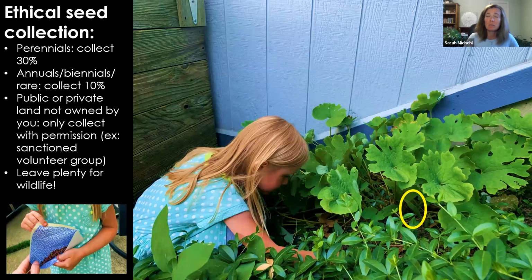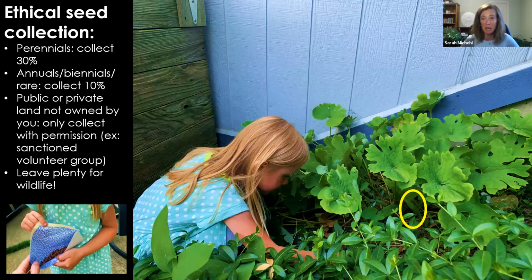If you want to do it in an ethical way, that means you want to leave some seeds for wildlife to be able to eat. You want to leave some seeds to just drop naturally or maybe blow out of your yard into other areas. Then if you're collecting from a perennial plant, we recommend you only collect 30% of the seed that you visibly see on the plant. Annuals, biennials, rare plants, we recommend only collecting 10%.